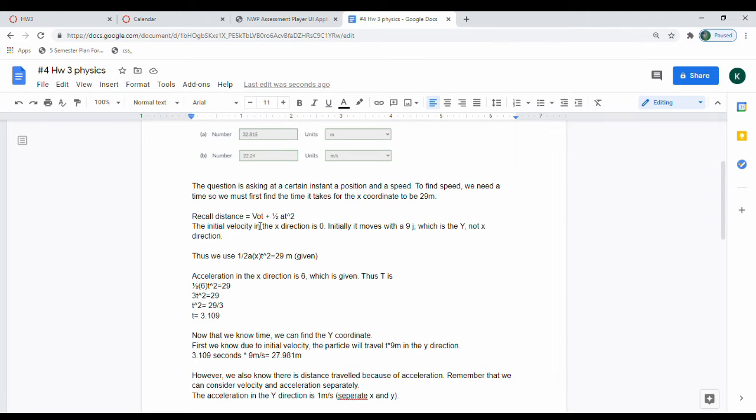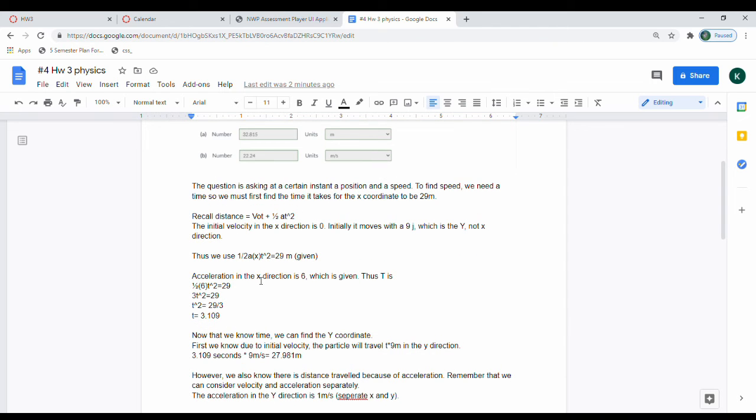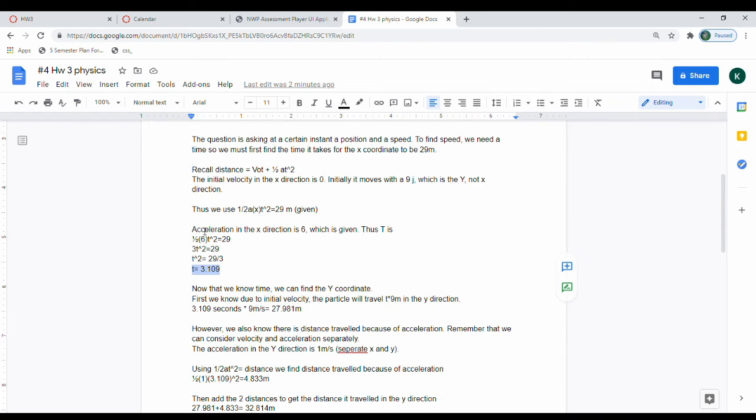So we can just drop the v naught, and use the 1/2 a, the acceleration in the x direction, times t squared, which equals 29 meters. We're given that. We know the acceleration in the x direction is 6, given right here. So if we plug it in, we can find what t is, doing some math.